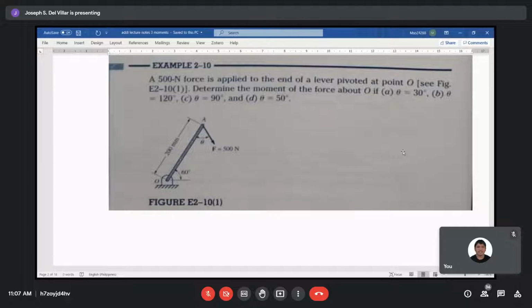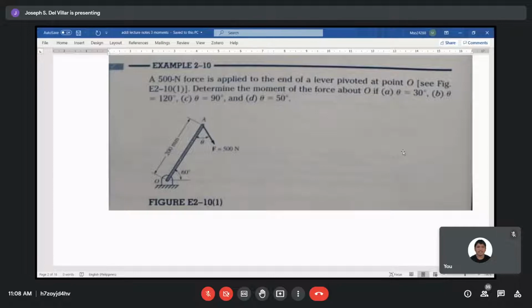Now, the distance here that is considered is the length of the lever. No? Yung haba ng lever. So, that distance is the segment AO. Okay? So, AO, which is 200 mm, yun yung distance. Okay? So, as you can see, in letter A, 30 degrees yung angle. So, hindi siya perpendicular. No?